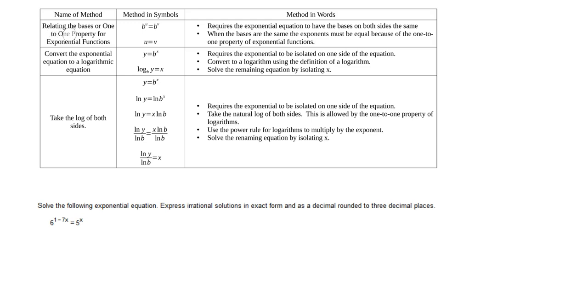The first one is relating the bases, or it's sometimes called the one-to-one property. You can use this method whenever you can write your equation with the same base on both sides of the equation. In our example, we have a base of 6 and a base of 5. We're not able to write those two sides of the equation with the same base, so we're not going to be using the relating the bases method for this example.